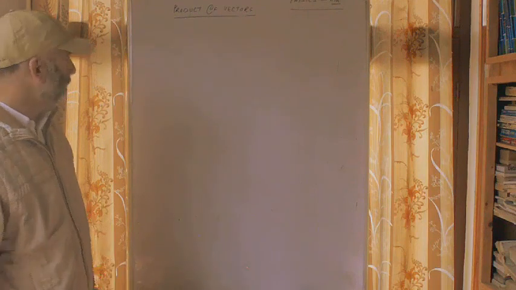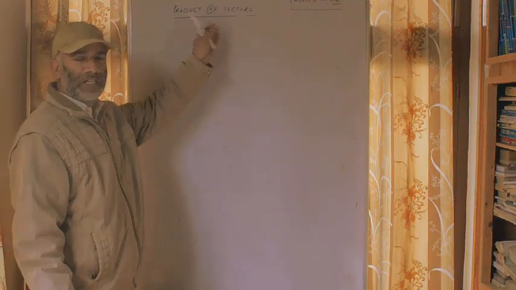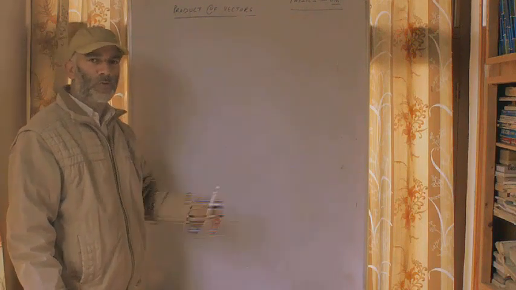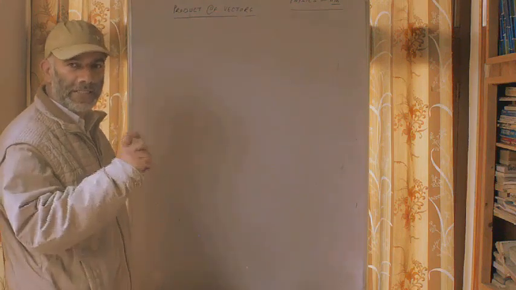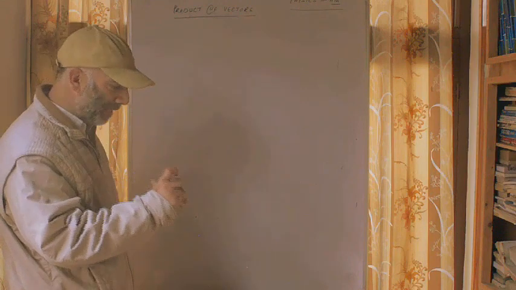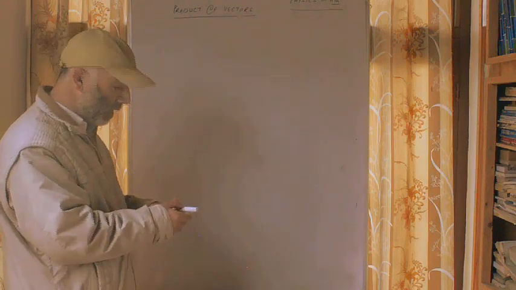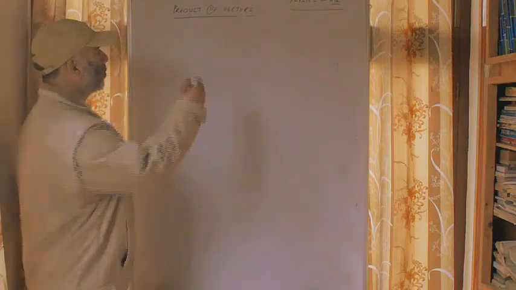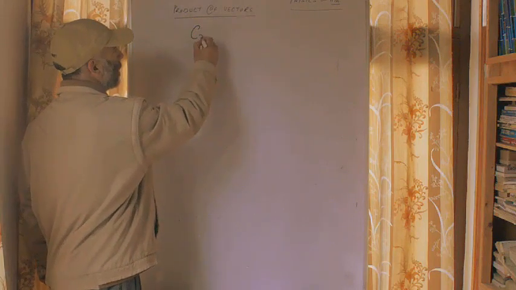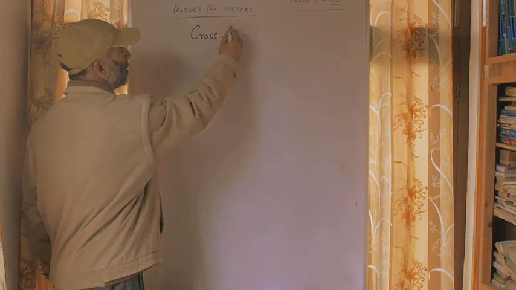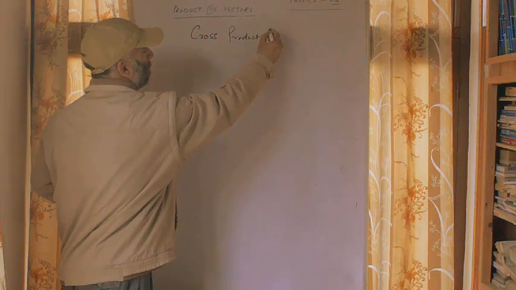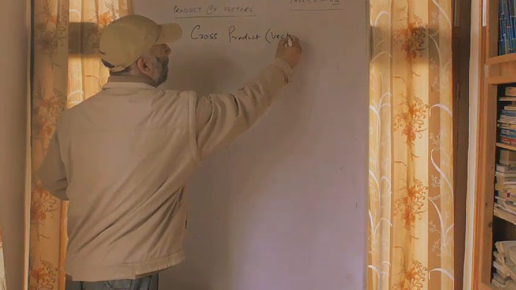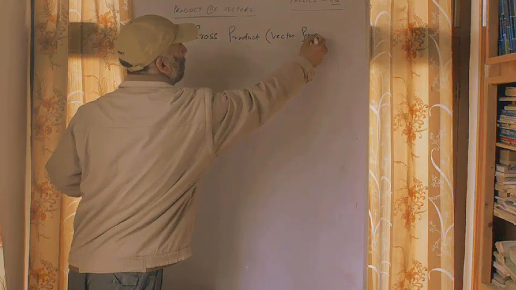Okay. So in products of vectors, in our first part we talked about one famous type of the vectors, that is scalar product. And in the second part we are talking about the vector product, or that is known as cross product. Cross product, or it is also known as vector product.